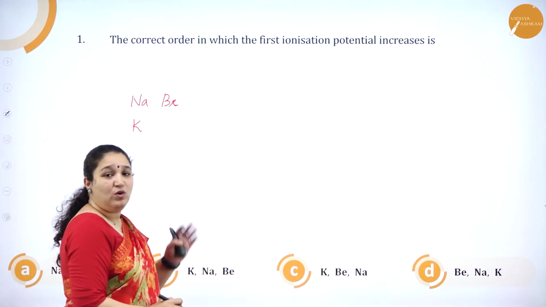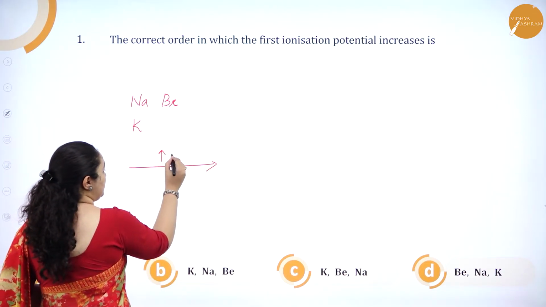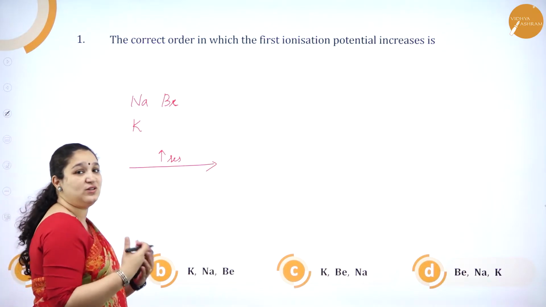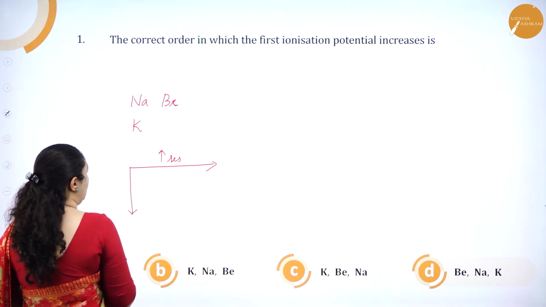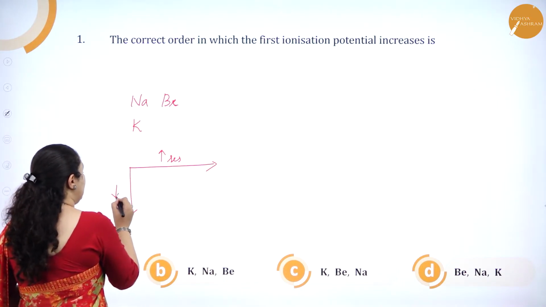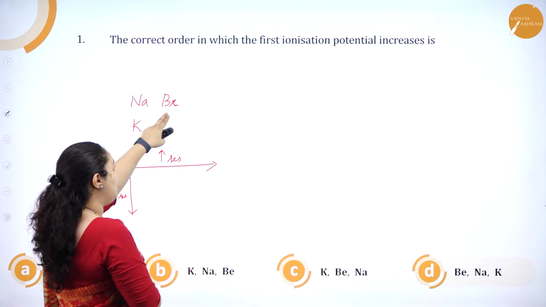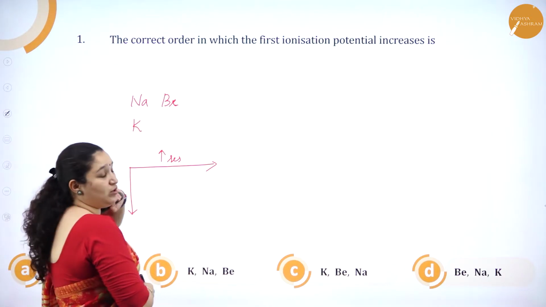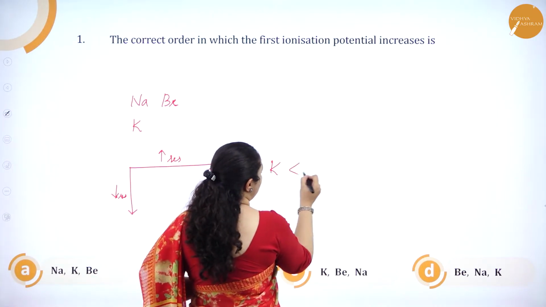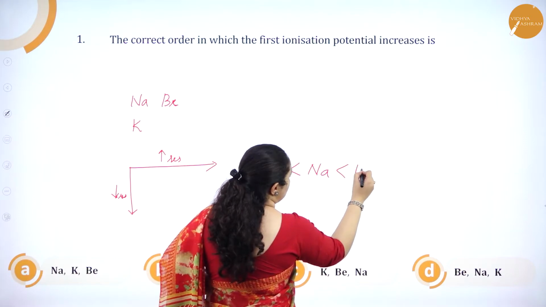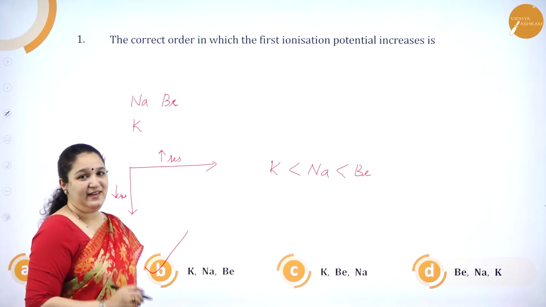Now we know that along the period, the ionization potential, or ionization enthalpy, or ionization energy, increases because the atomic size decreases. And as we come down the group, the ionization enthalpy decreases because the size increases. Correct? Now compared to sodium, beryllium has got higher ionization enthalpy. Compared to sodium, potassium has got lower ionization enthalpy. So the order will be potassium is less than sodium and sodium is less than beryllium. So we have to see the option. Option B is the right answer.